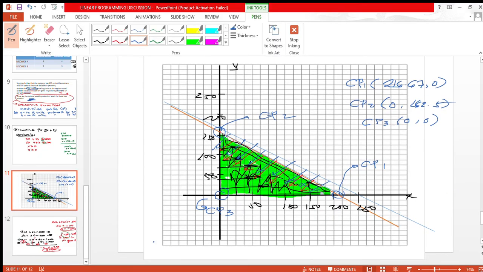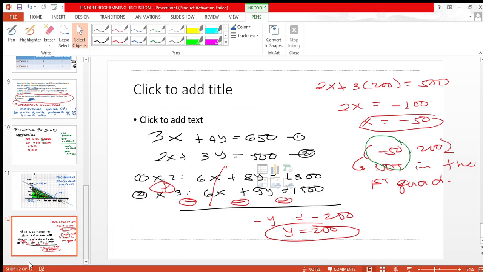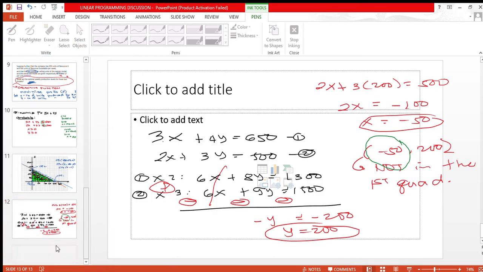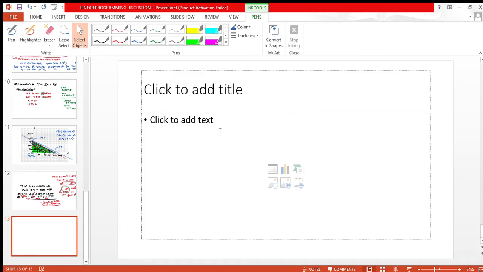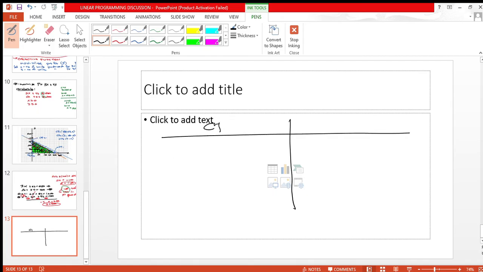Now, how do we determine our optimal solution? To determine the optimal solution, what we will do is we now create a table. So we have our corner points, and then we have our objective function P. What's our objective function P? We have 5x plus 4y. And then we have corner point 1, corner point 2, corner point 3. Corner point 3 is the origin.